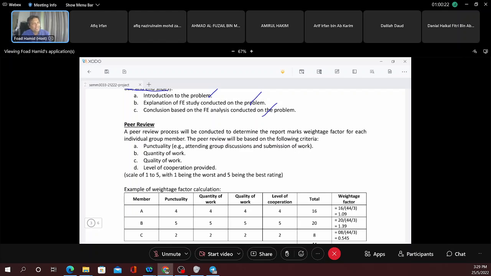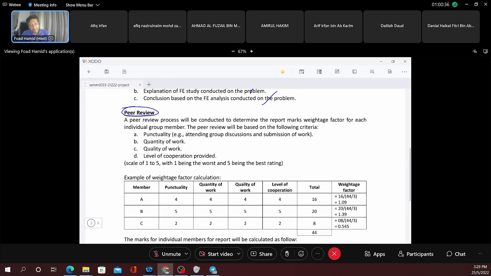You do the hard work, and this guy, a freeloader or free rider, gets all the marks, which is not very good. Not a good action. So we will do the peer review. In this case, we have three members.